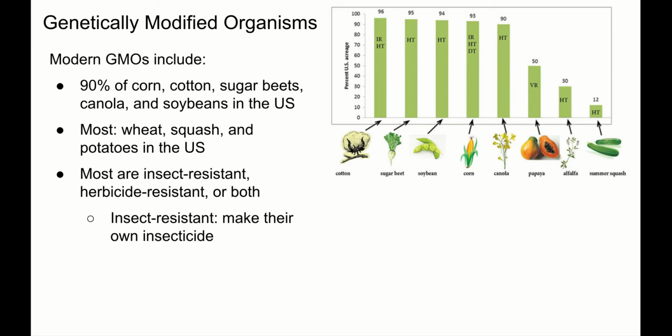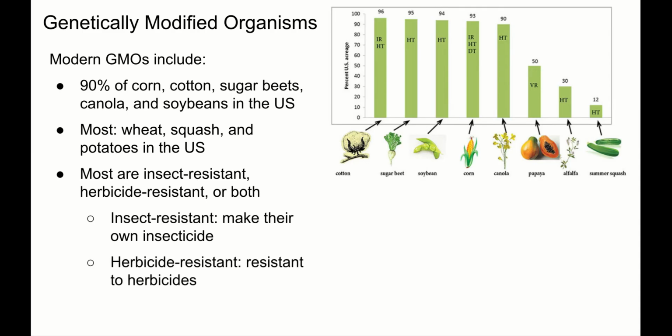And the type of insecticide that they make is unique to the crop and unique to the pests that are targeting that crop. But this is pretty crazy. It means that the plants will secrete their own insecticide and pests won't eat them, insects won't eat them.